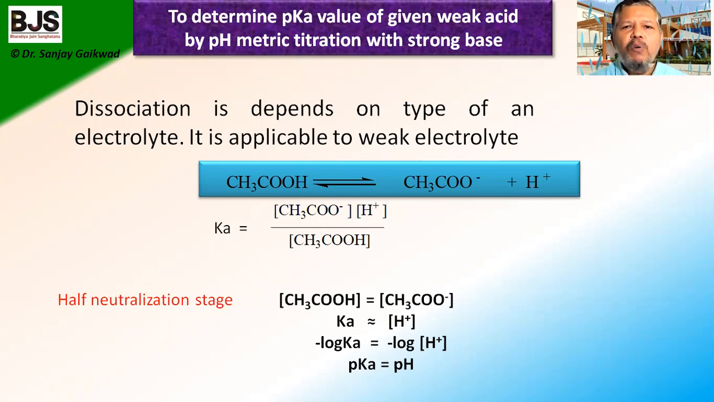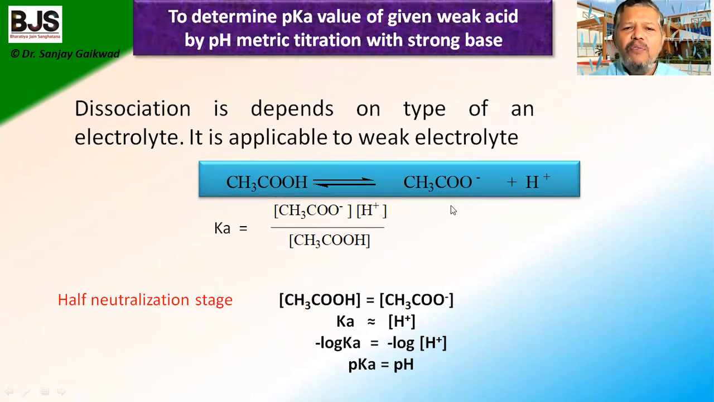We know that a weak acid, for example acetic acid, dissociates into the acetate ion plus hydrogen ion, and by the equilibrium constant, Ka is the concentration of acetate ion times hydrogen ion divided by the concentration of acetic acid. A very small quantity of the acetic acid dissociates in the water.